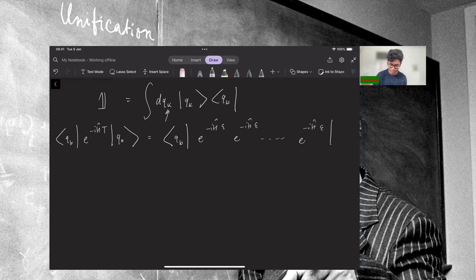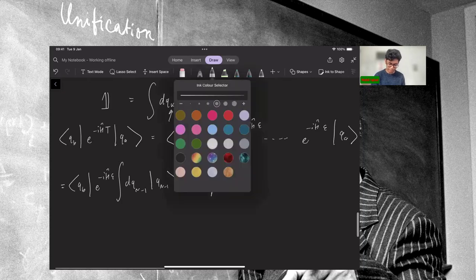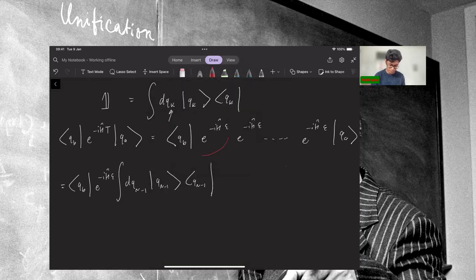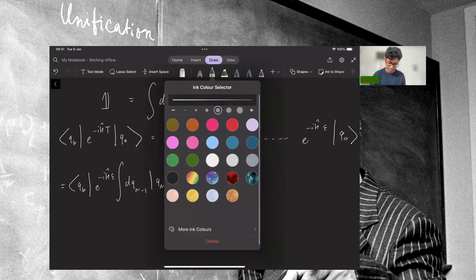Hat epsilon QA. And now I insert all these sets of states. So what does that look like? I have QB e to the minus i h hat epsilon integral dqn qn minus 1 qn minus 1. So that one I put right in here. Okay, I inserted one. And now I keep going.